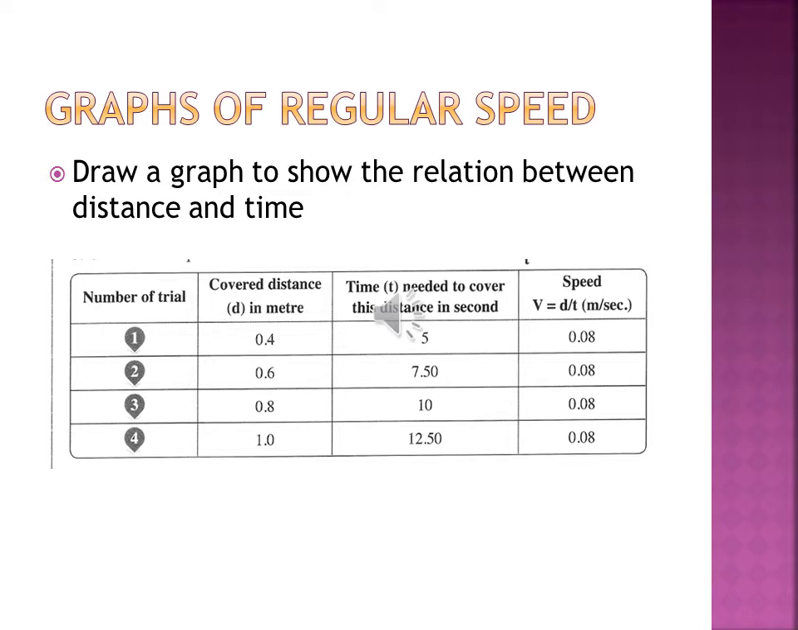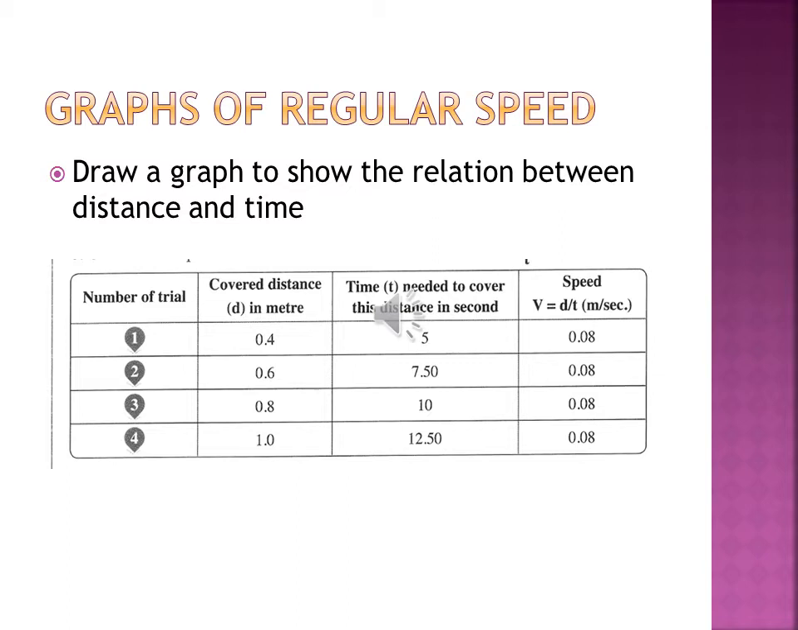Okay, let's start. In the last lesson, we took V equal D over T. D divided by T. Speed equals distance divided by time. Let's make it as a graph. To simplify more, we want to know what is the relation between V and D. What is the relation between D and T? Is it a direct relation or an inverse relation? We want to know more.